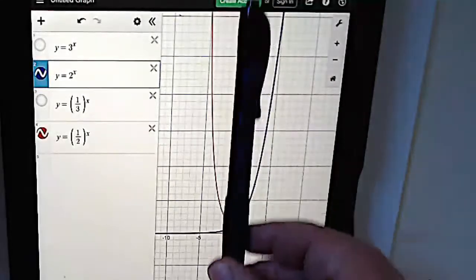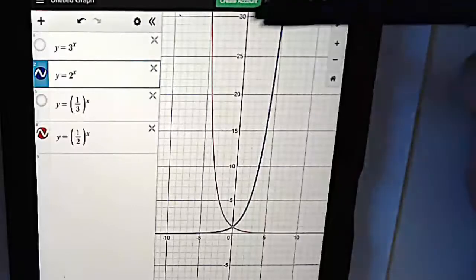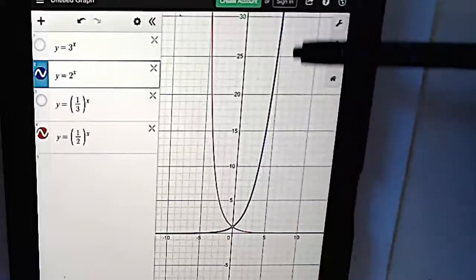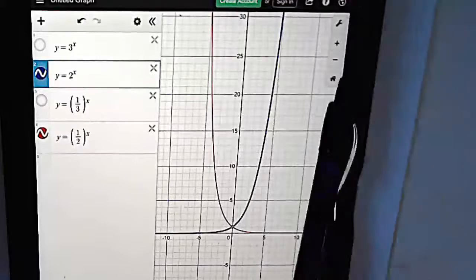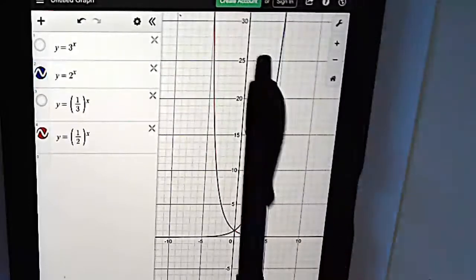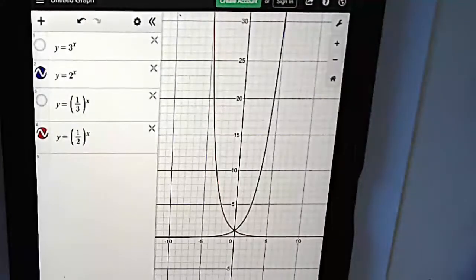The line that would be the stick in the middle of the gyros. If you guys are hungry right now, I'm kind of hungry. There's our gyros, and it's on this spit. The spit in the middle is the y-axis, or the line x equals 0.